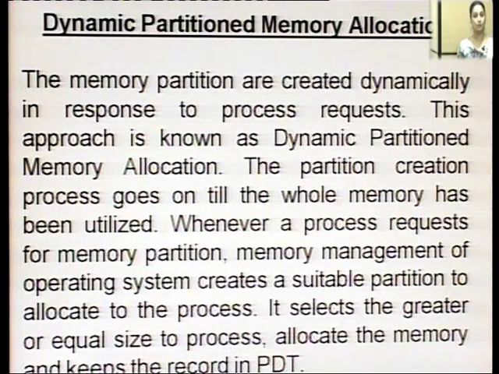When a process requests a memory partition, when a process wants a memory partition to execute and to store data, the memory management of the operating system creates a suitable partition to allocate to the process. It gives a suitable place to place the process. It selects a partition of greater or equal size to the process, allocates the memory, and keeps the record in the PDT, that is, the partition description table. It keeps the record in that table.